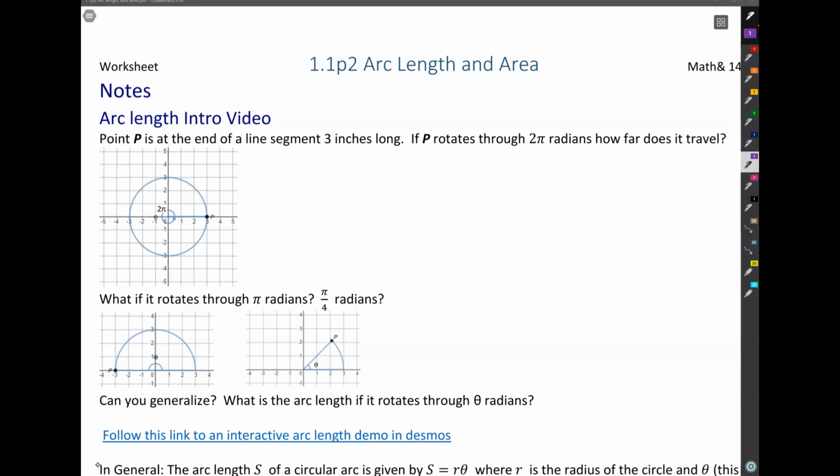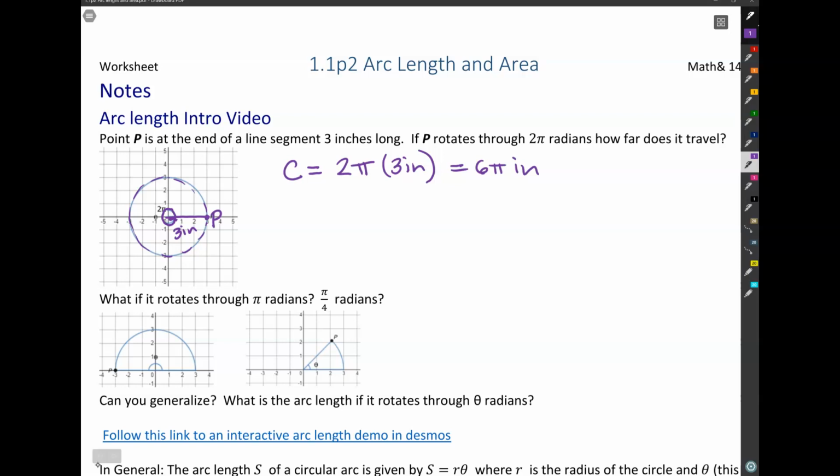So we're going to focus on this point P. And we're going to start with what happens if P rotates all the way around the outside of the circle. How far will it travel? This again is something that we actually know for an entire circle. It travels around the circumference of the circle, and we know that circumference is 2 pi times the radius. This was a circle with radius 3 inches. So we're going to have 2 pi multiplied by 3 inches, which is 6 pi inches.